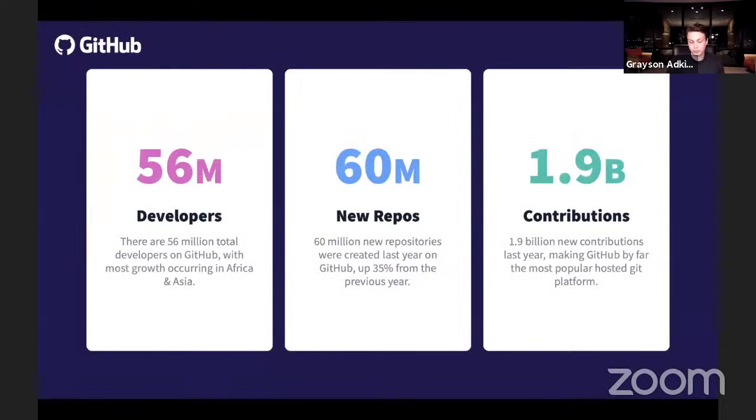Just what I think are some interesting statistics on GitHub. It's grown massively in the past few years. 56 million developers now worldwide. The biggest growth right now is in Africa and Asia. 60 million repos created in the past year alone, which is crazy. It's up 35% from the previous year. And there's 1.9 billion contributions last year, making GitHub by far the most popular managed Git service out there. So not that I really need to sell GitHub any more than it sells itself, just some interesting statistics that came out of their new report this year, their Octoverse report.